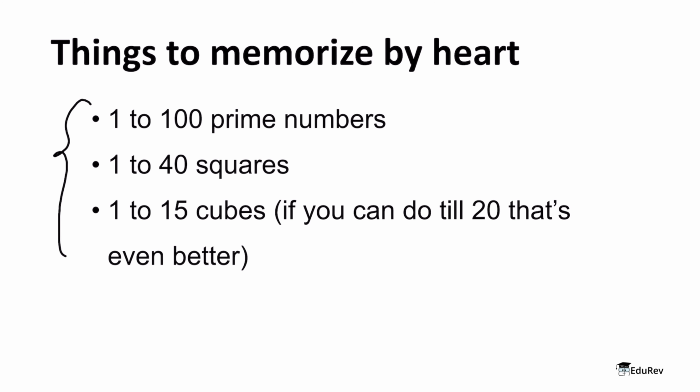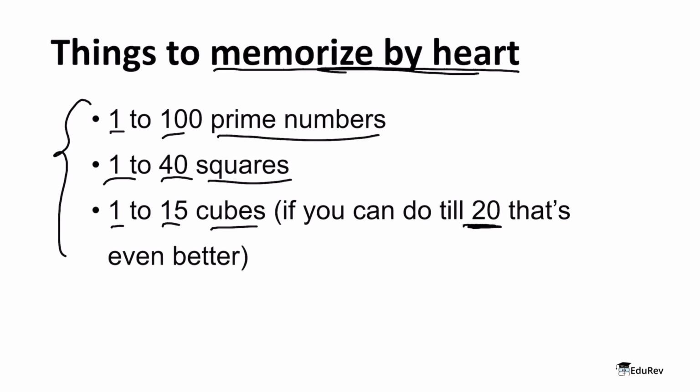What are they? The first is 1 to 100 prime numbers. The second is 1 to 40 squares, and the third is 1 to 15 cubes. And if you can do it till 20, that's even better. We need to memorize all of these three things by heart. Okay, so now let's move on to the questions.